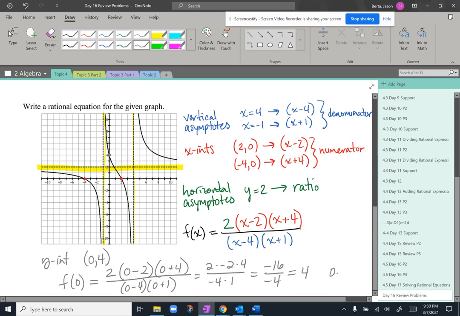So I checked 0, 4, that checks out, that is a point on this function, so therefore I know that this function does work out.